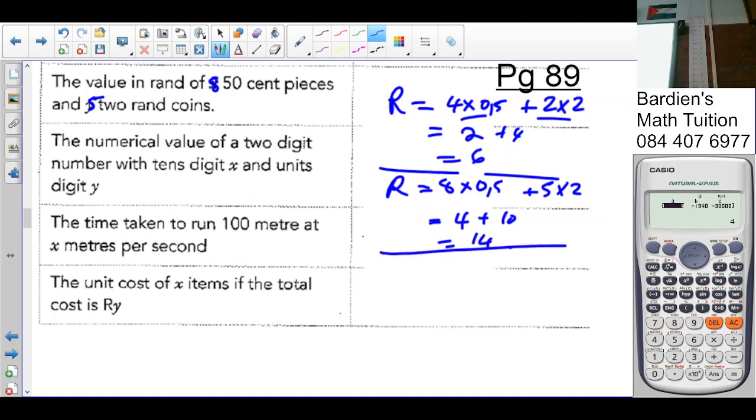Now what if they have an x here and a y there? What would that be? Your value in rands would be x times 0.5 plus y times 2. So in other words, 0.5x plus 2y. Does it make sense? Okay.